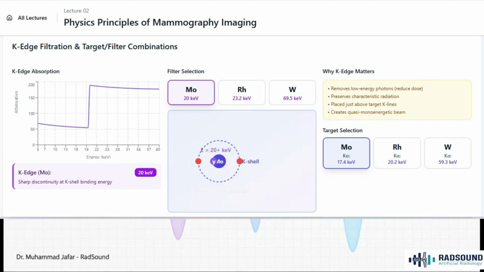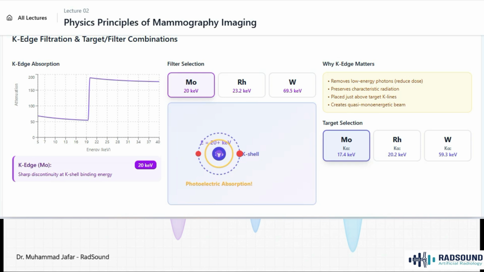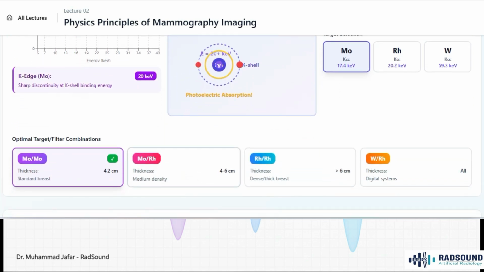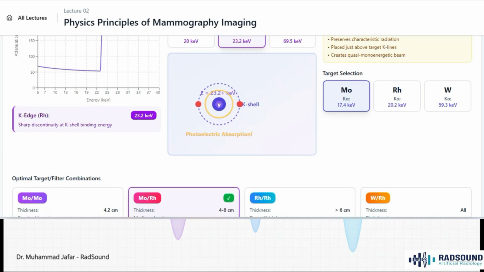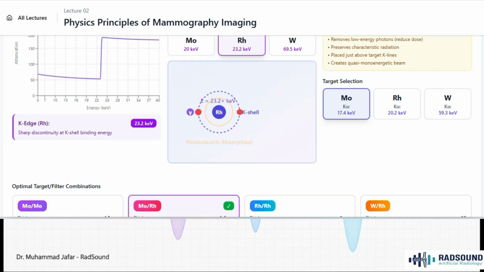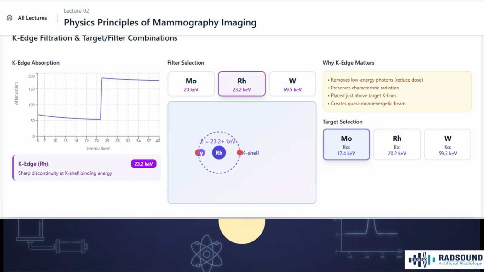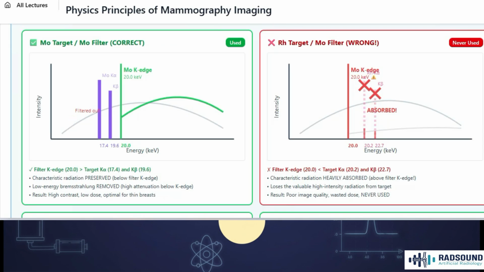We use a filter that has a special property called a K-edge. And this gatekeeper analogy is absolutely perfect. At one very specific energy, the filter suddenly starts absorbing almost every photon above that energy, creating a super sharp cutoff. This is how we block all the high-energy photons we don't want, while letting all the useful ones pass right on through. And this brings us to a classic physics puzzle, the kind of thing you see on board exams all the time.